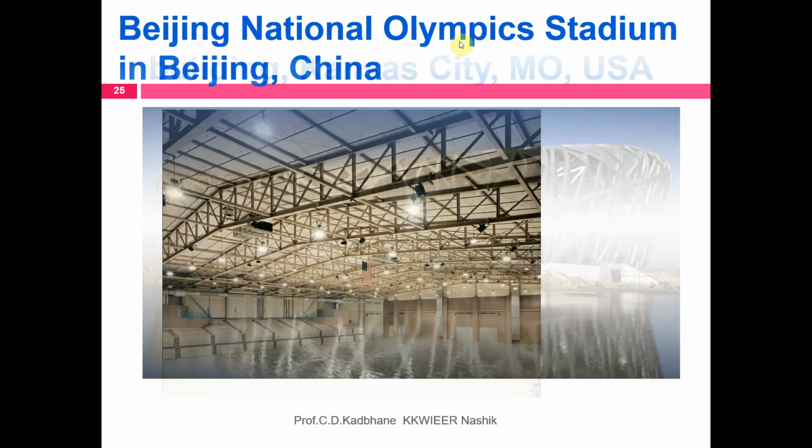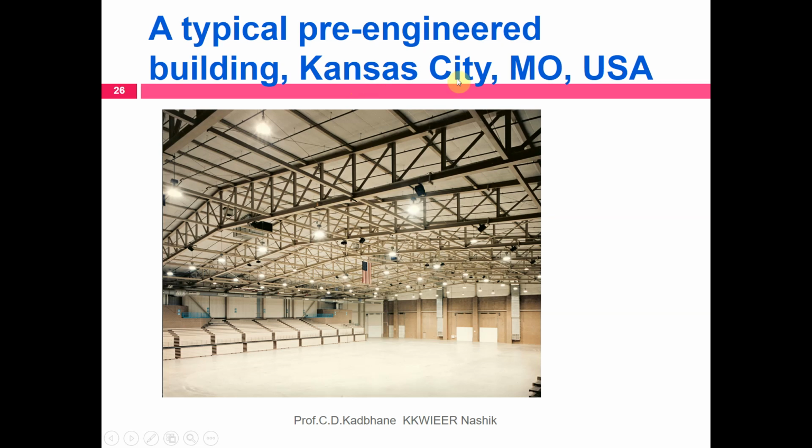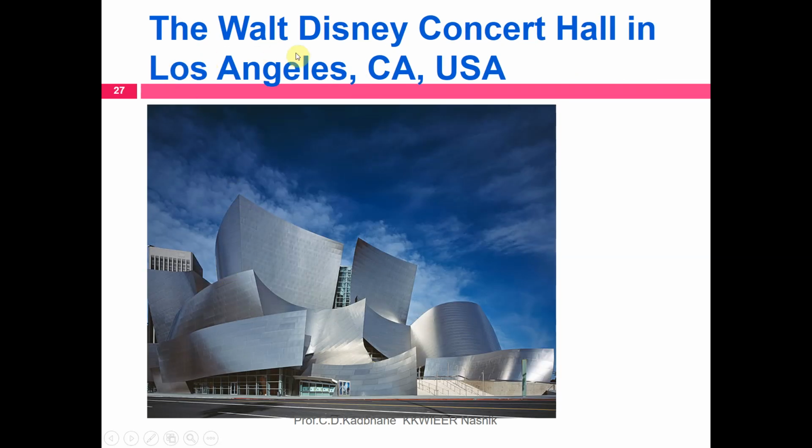This is a typical pre-engineered building in Kansas City, USA. Whenever we want to design a very large columnless space, like indoor stadiums, indoor halls, conference halls, these types of structures are needed. This one is the Walt Disney Concert Hall in Los Angeles, USA.